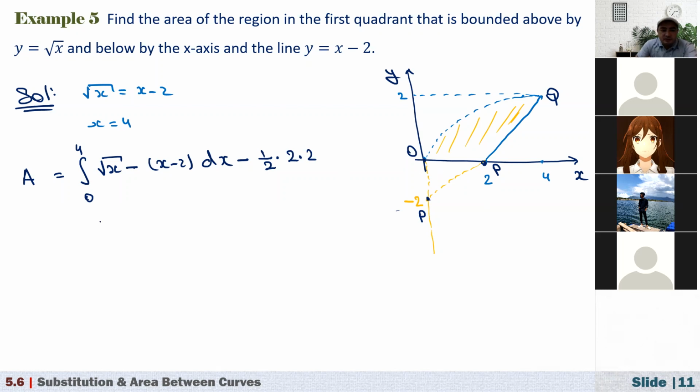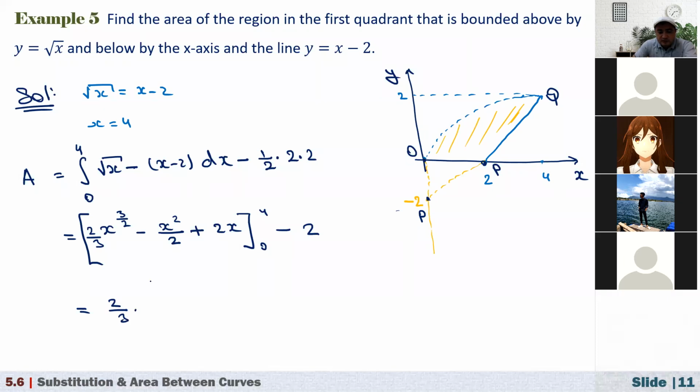Then we get the shaded region, which is equal to, now the first part is x to the power of 1 over 2, so here we have x to the power of 3 over 2 times 2 over 3, minus x squared over 2, plus here we have 2x. Definite integral, right? Integration limits are from 0 to 4. Minus, and here we have 2. When it is 0, that's equal to 0. When it is 4, here we have 2 over 3 times the square root of 4, which is 2, 2 cubed, that is 8. Minus 4 squared is 16 over 2, that is 8. Plus, and here we have 8.